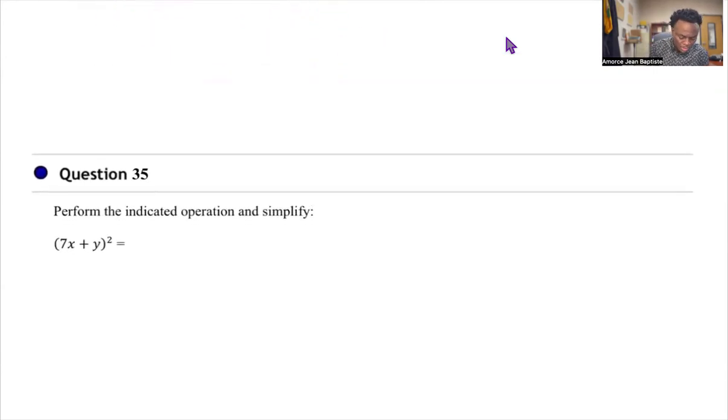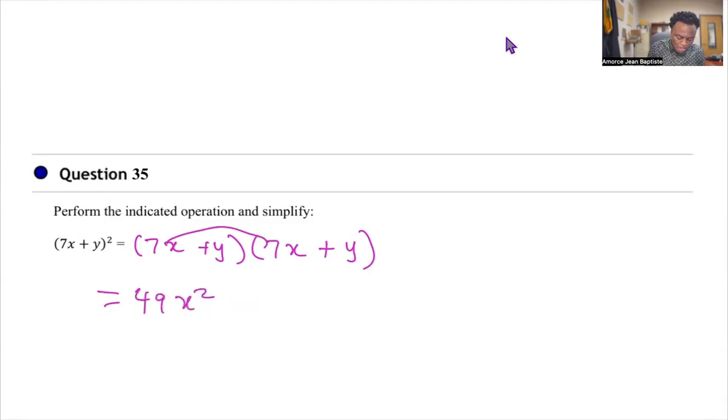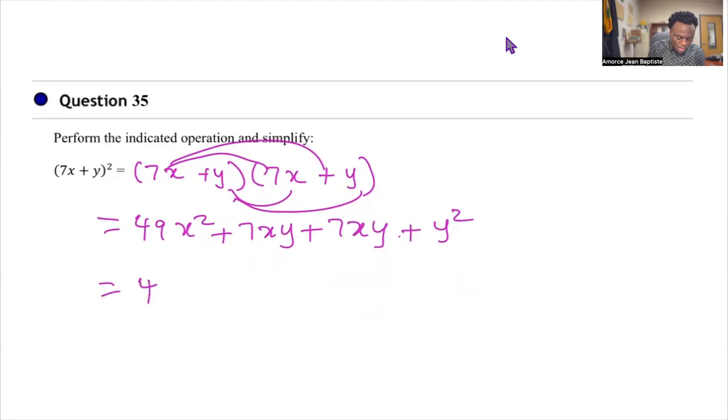Our next problem, same process. It's 7x plus y times 7x plus y. We do FOIL, that's 49x squared. That's 7xy, another 7xy, and that's plus y squared. So that's 49x squared plus 14xy plus y squared.